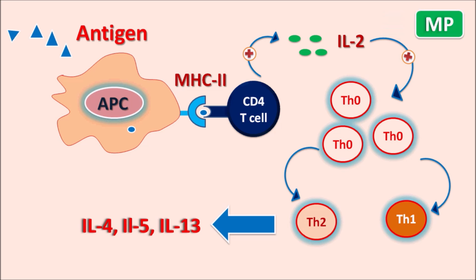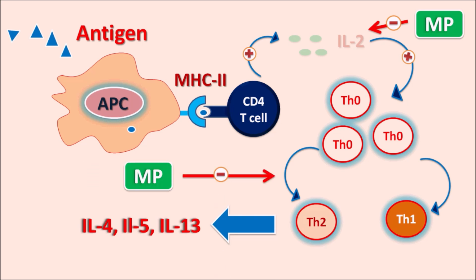Methylprednisolone can inhibit the gene expression of the IL-2 gene such that production of IL-2 is going to be reduced. Similarly, it also inhibits the Th2 lymphocyte activity such that the cytokines are not released from Th2 lymphocytes. In this way, methylprednisolone can reduce the immune response, thereby it can reduce the inflammatory response.